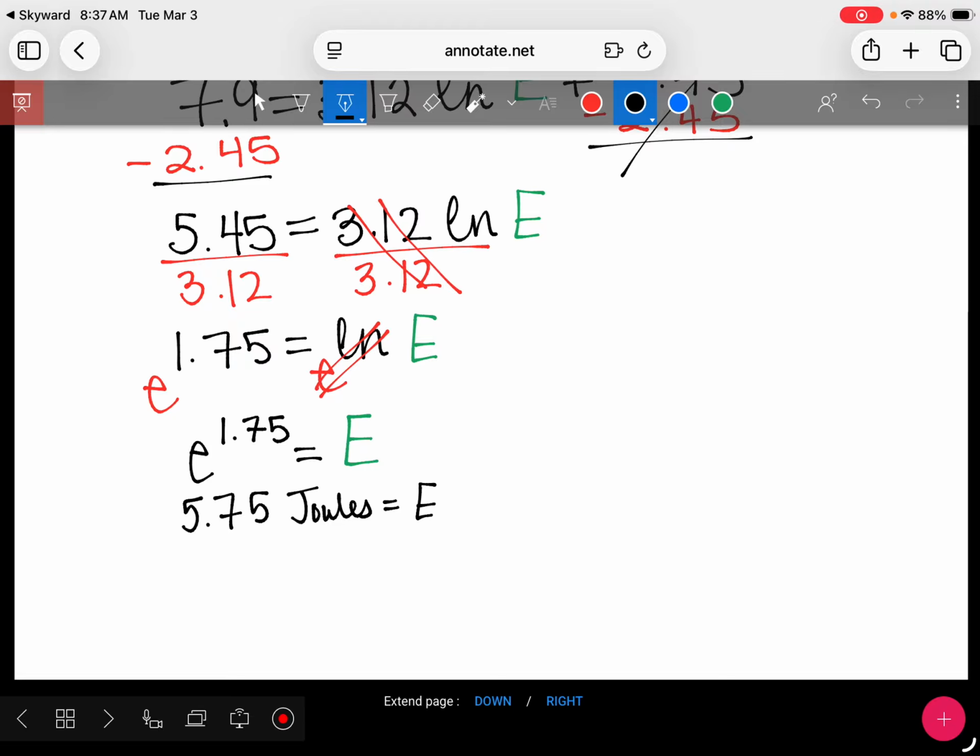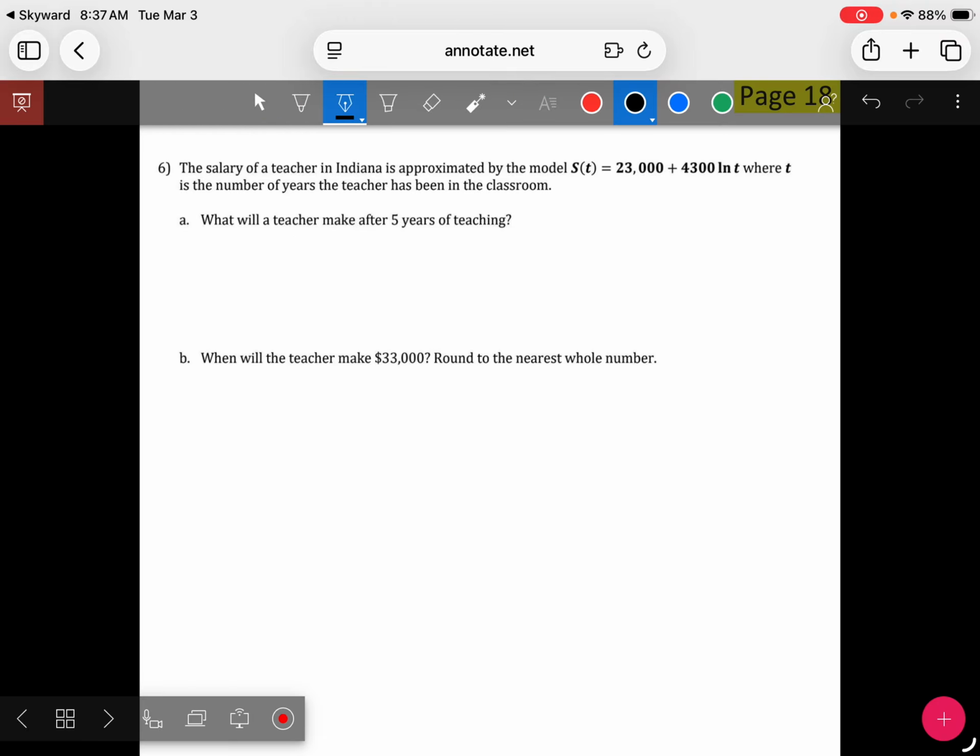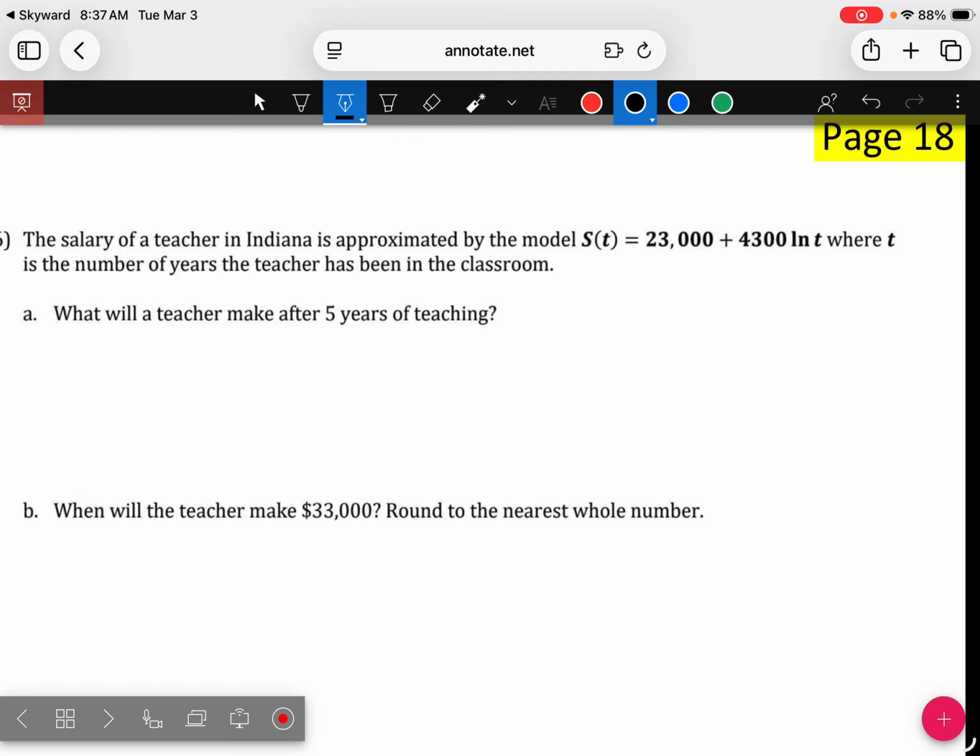All right, last page, let's go. A teacher's salary in Indiana. Now this is a very, very old equation, by the way. This is not true, but we'll still go with it. The salary of a teacher in Indiana is approximately modeled by this formula. So we got another new formula. I'm going to rewrite it.